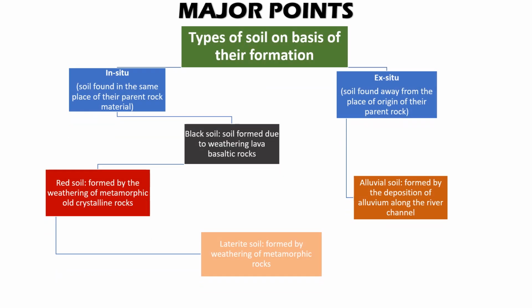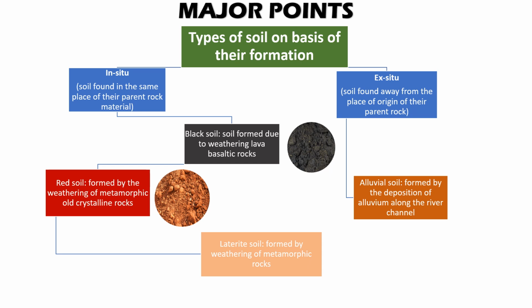Now let's focus on the types of soil. On a broader scale, we divide the soils into two parts, in situ and ex situ. The in situ soils are the soils which are found in the same place as their parent rock material. The in situ soils are black soil, formed due to the weathering of lava basaltic rocks; red soil, formed by the weathering of the metamorphic and old crystalline rocks; and laterite soil, formed by the weathering of metamorphic rocks. And ex situ soil is the soil found away from the place of origin of its parent rock, such as the alluvial soil, formed by the deposition of alluvium along the river channel.